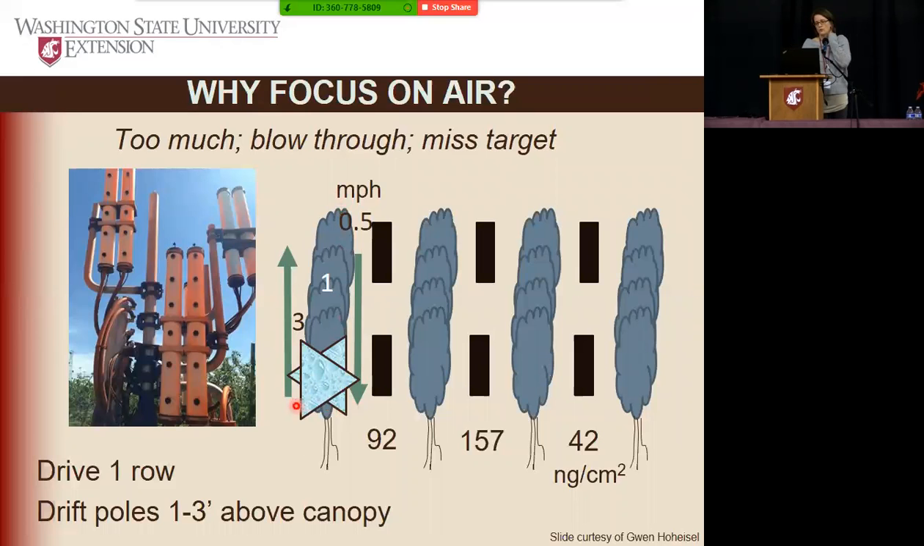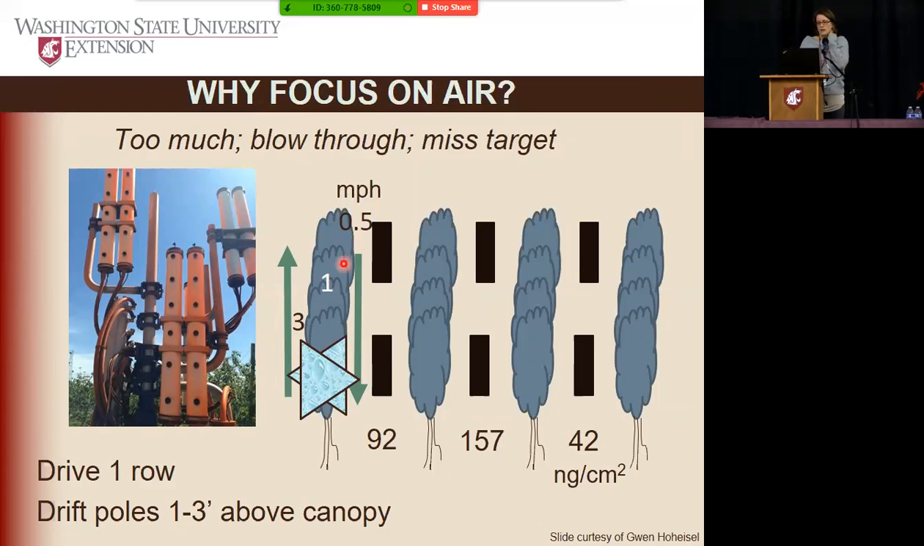This isn't so much about the machine, but about the air. So then what we did in this study is we measured the air speed at the front of the canopy, the middle of the canopy, and the back side of the canopy. So we go from 3.1 to 0.5 miles per hour, right?